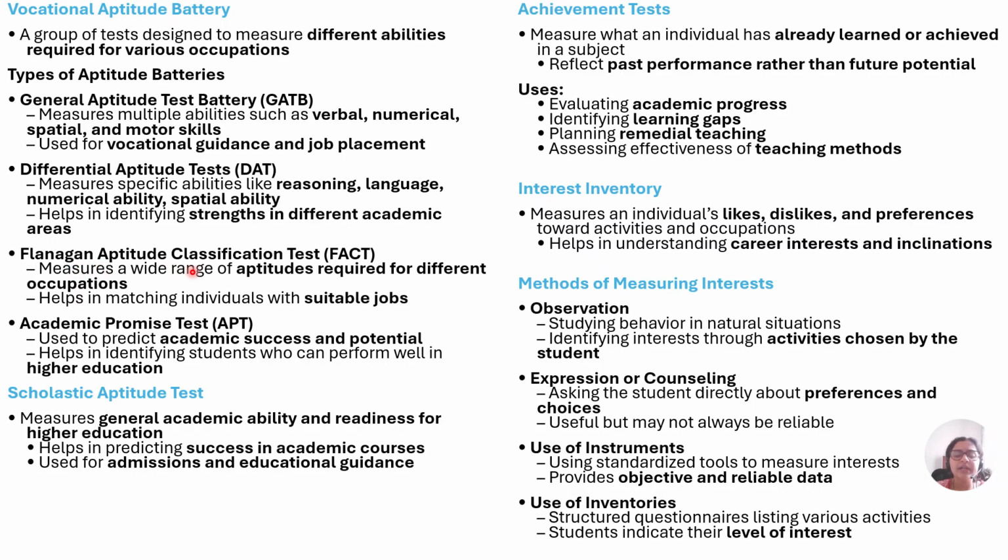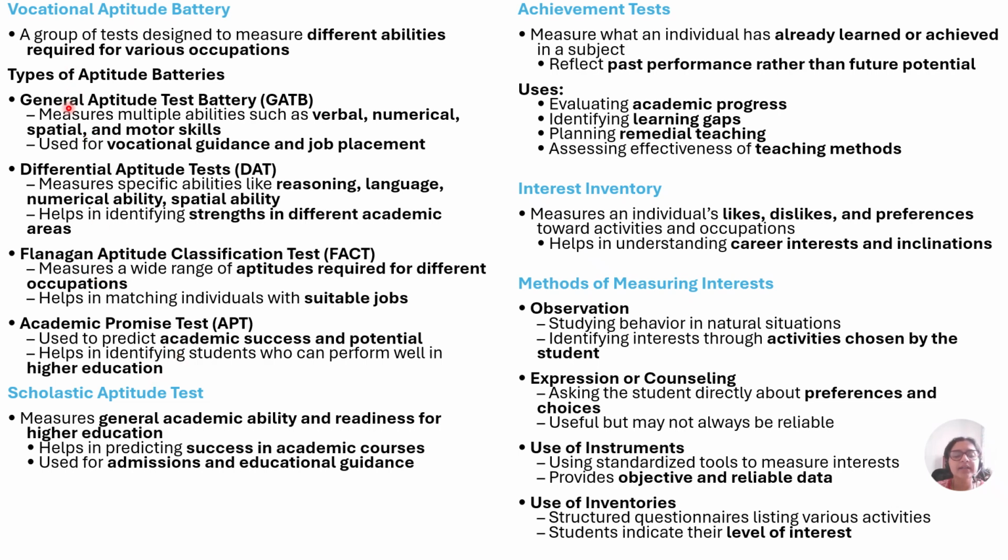Flanagan Aptitude Classification Test, ACT. They measure a wide range of aptitudes required for different occupations, that is, job related. Academic Promise Test, APT. They are used to predict academic success and potential. They are useful for identifying students who can perform well in higher education.